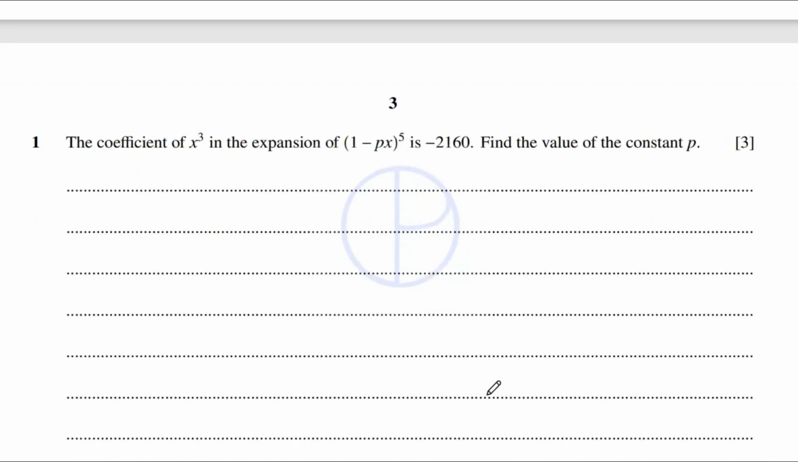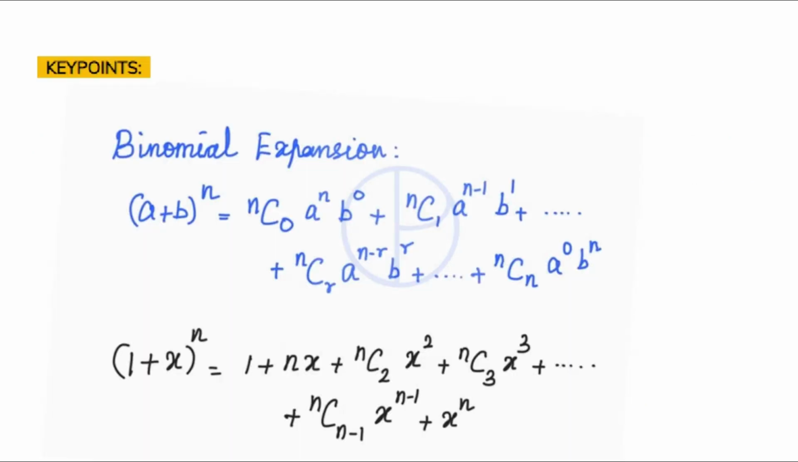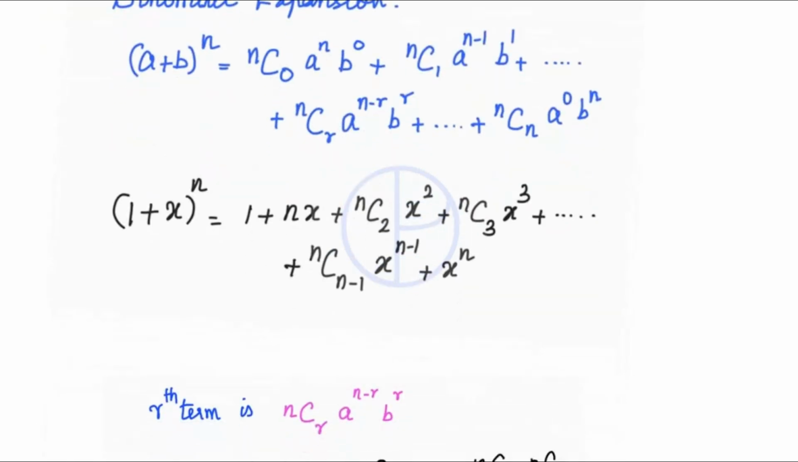The first question is: the coefficient of x cube in the expansion of (1 minus px) to the power 5 is negative 2160. Find the value of the constant p. This is a binomial expansion question. First, we need to write the general term. To solve this binomial expansion question, we are going to use these key points.